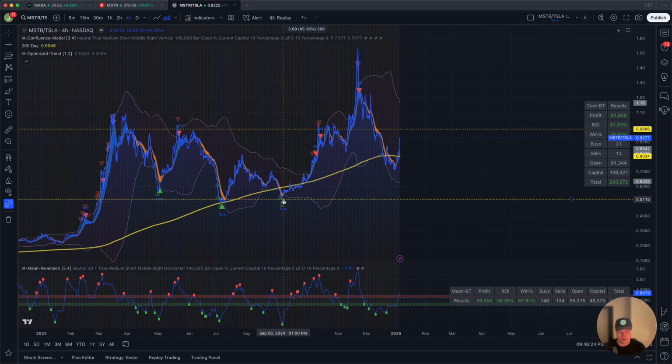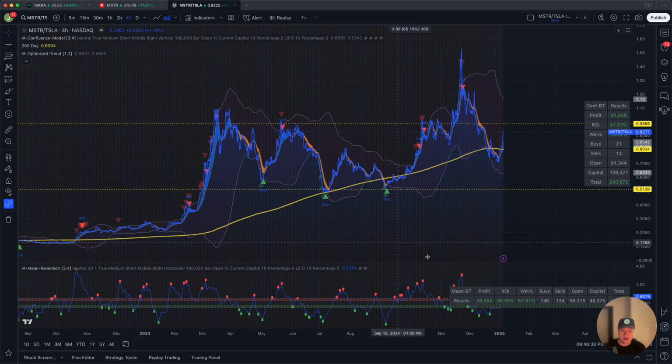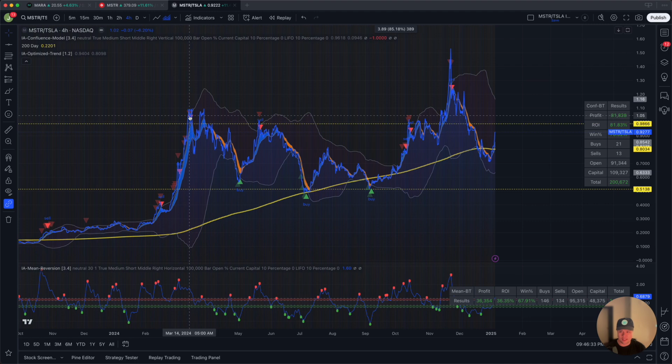So I remember swapping a lot of Tesla for MicroStrategy back when MicroStrategy was only, I think, about $120. But when I did the calculations for this, I just started at the beginning of the year on this sell signal and I waited for optimized trend to close. And that kind of defined my top range.